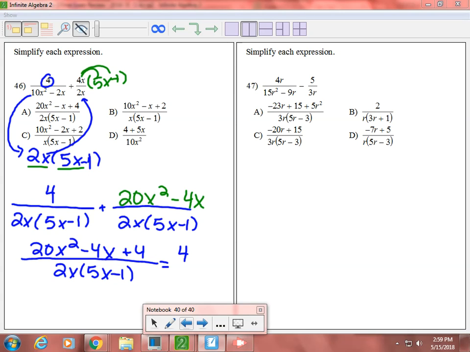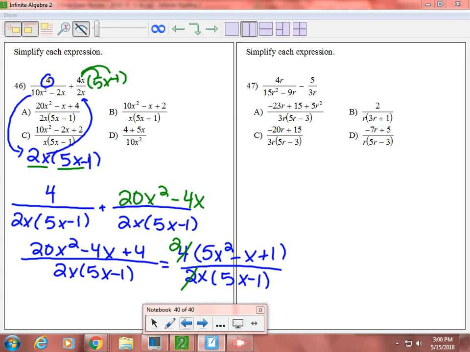So what makes this one a little bit trickier is that on the numerator in this one, I can take out a 4. So when I do that, I have 5x squared minus x plus 1. And my denominator is still 2x and 5x minus 1. Okay, so we know that when things are multiplied, you can cancel them out. So here, 4 and 2 reduces down to 2. But that's all you can do with this.